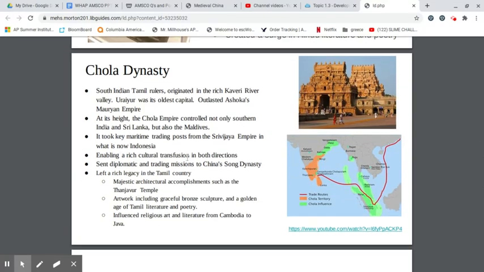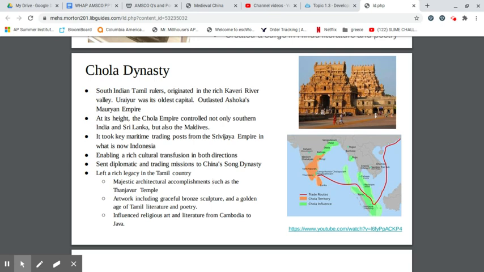Now, the Chola dynasty originated here in this river valley in the Kaveri. It even outlasted Ashoka, who was this awesome and very powerful emperor of the Mauryan Empire during the classical age of India, which, again, we don't talk about that anymore, but it'll be in this area here.